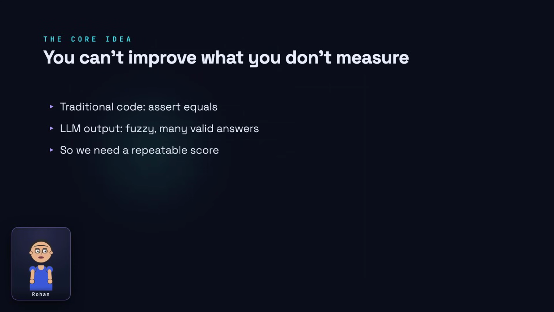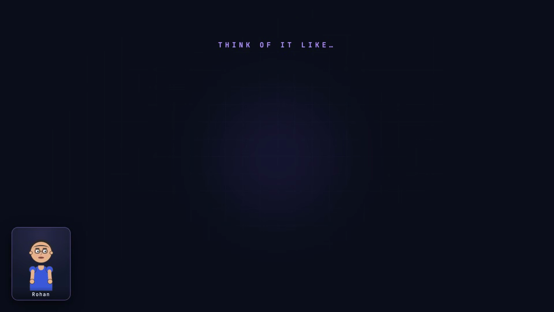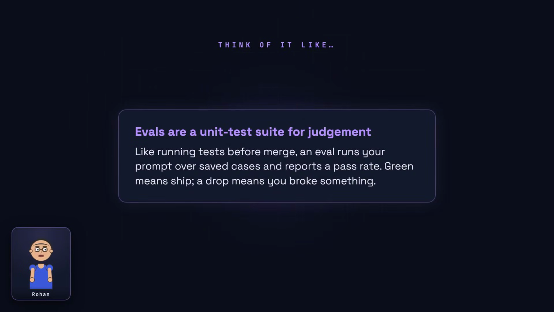In normal code, you assert that a function returns exactly 5. But LLM output is fuzzy. Many different answers can be correct. So instead of one true answer, we build a repeatable score, and we watch that score move. Think of evals as a unit test suite, but for judgment instead of exact values. Just as you run tests before merging code, an eval runs your prompt over a saved set of cases and reports a pass rate. Green means ship. A sudden drop means you just broke something before your users do.